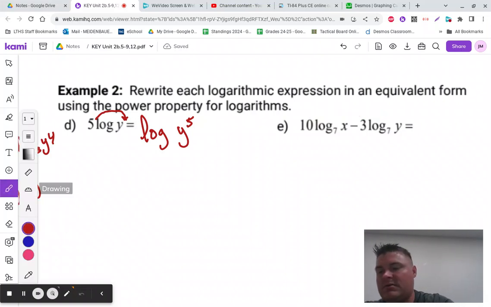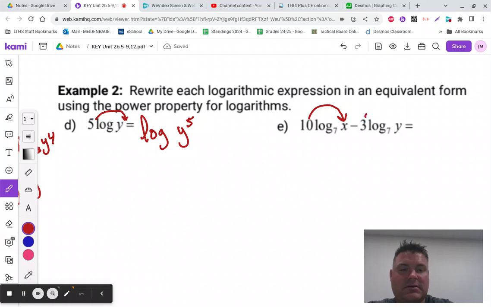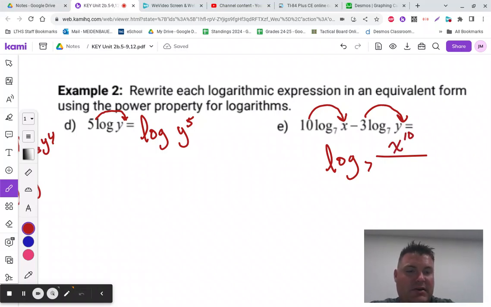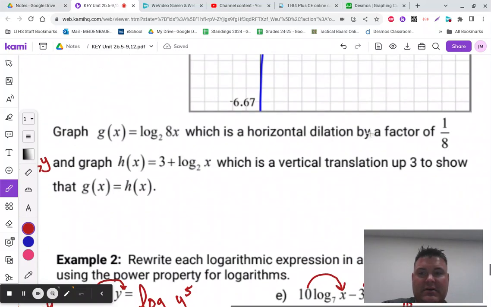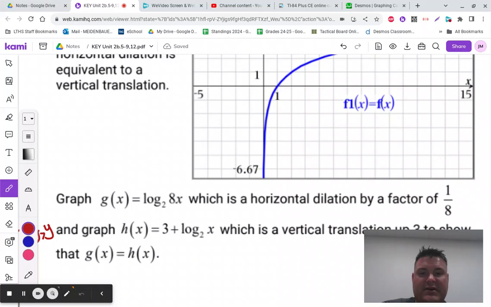10 on the x, 3 on the y, but not only that, I'm going to put these into one log argument. I feel like I'm having an argument with the computer here. It doesn't want to write my stuff. All right, let's come back to this top one right here.